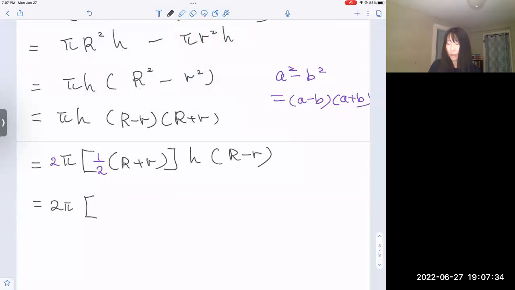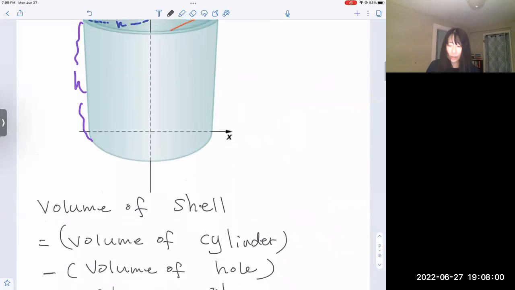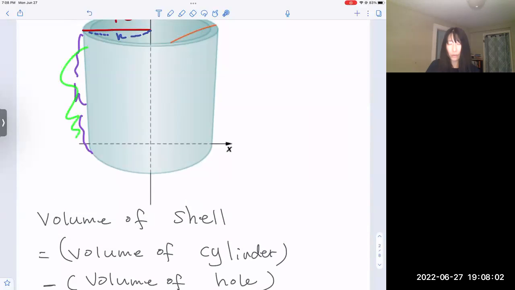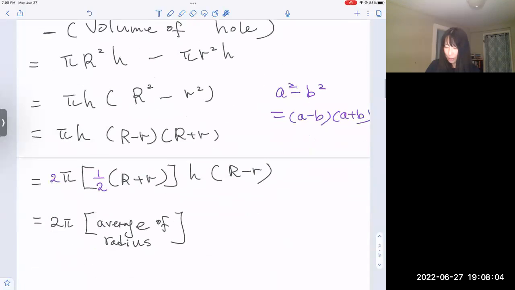And look, the large R, the radius, and we add the small radius and divide by 2. This is the average of the radius, right? So let me write it down. This is the average of radius. And look, h stands for height. Okay, so it's the height there.